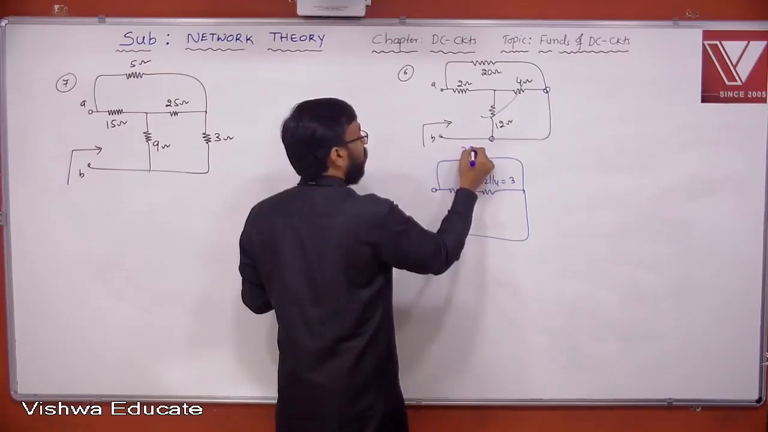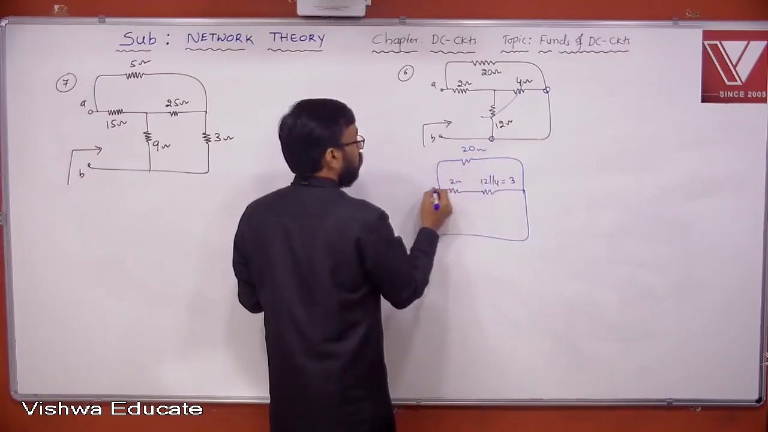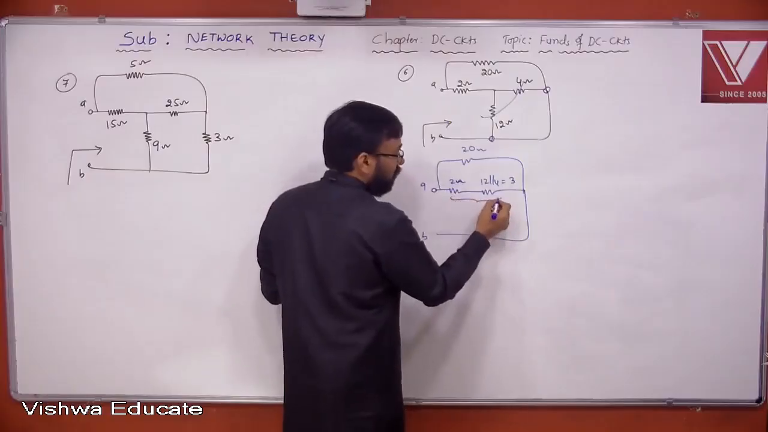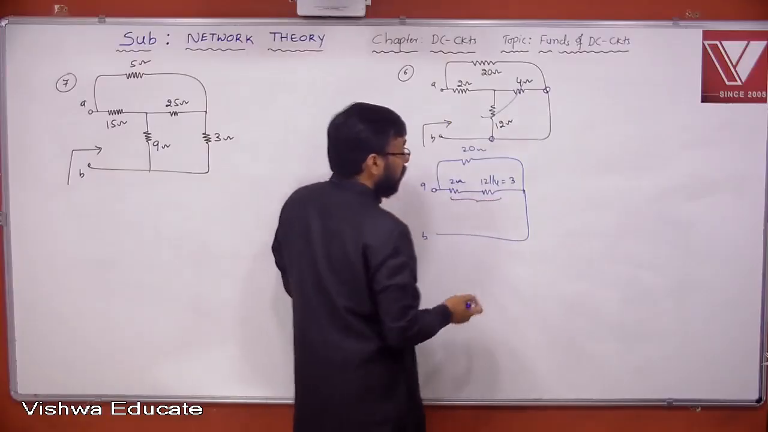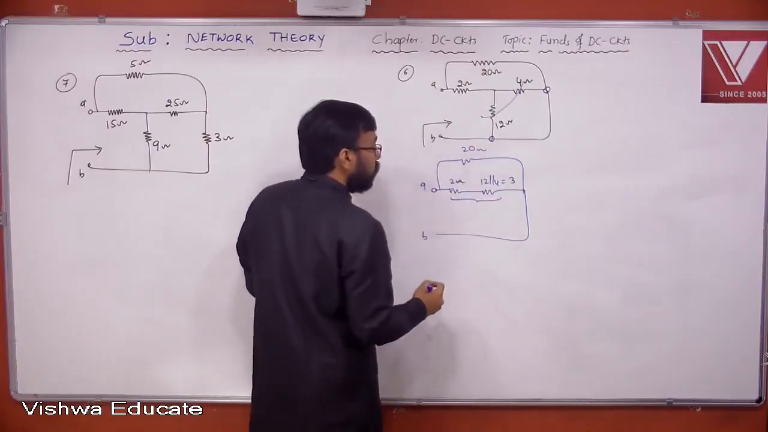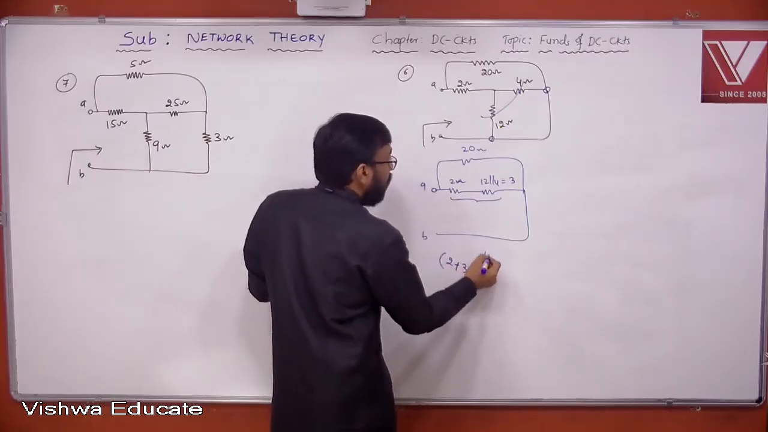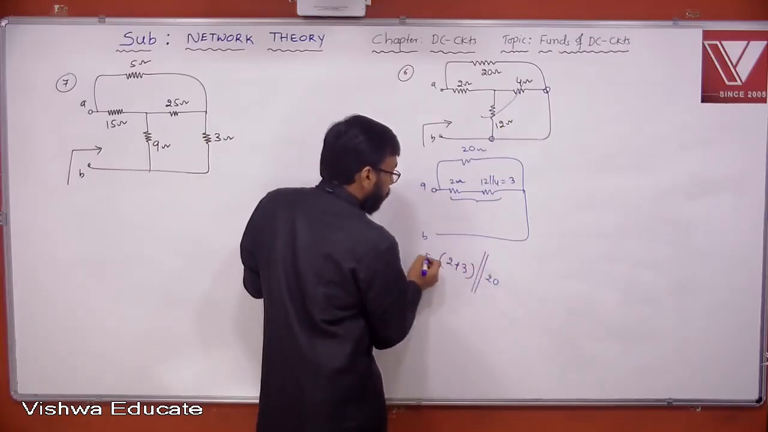Now, what about this 20 ohm? This is 2 ohm. How these two are connected? Series, right? Now, that result is parallel to 20. Therefore, 2 plus 3 parallel with 20.